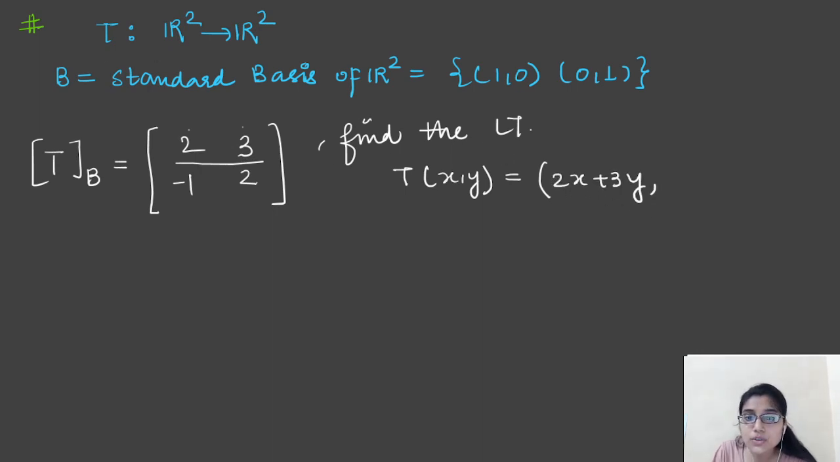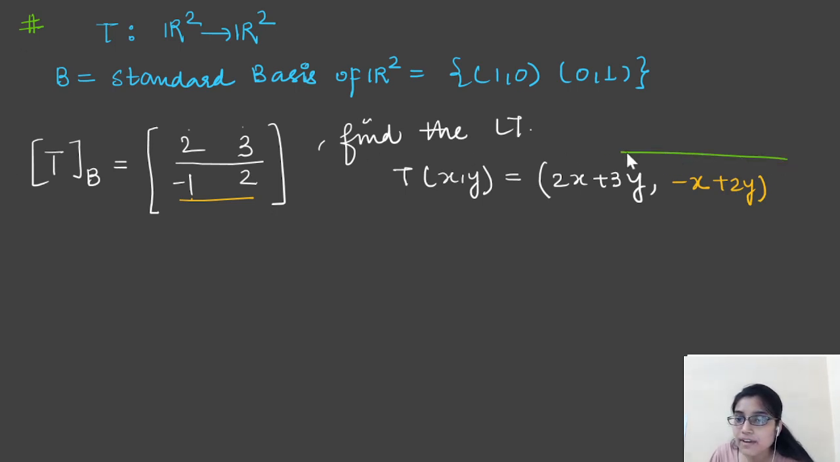Then I also told you that the second row will give you the second component. This is the coefficient of x, so minus 1 into x, which is nothing but minus x, right? This is minus x, and this is the coefficient of y. See how simple it is. We got our linear transformation.